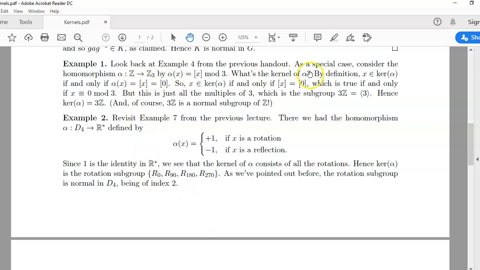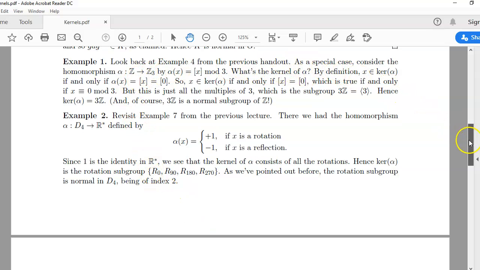Look back at example 4 from the previous handout. In example 4, we were working mod n, but let's just work mod 3. So in that case, we have the homomorphism alpha, which maps the group of integers to Z mod 3 by sending any integer x to its congruence class mod 3. So 2 would go to class 2, 4 would go to class 4, which is class 1, 9 would go to class 9, which is also class 0. So that's the definition of alpha.